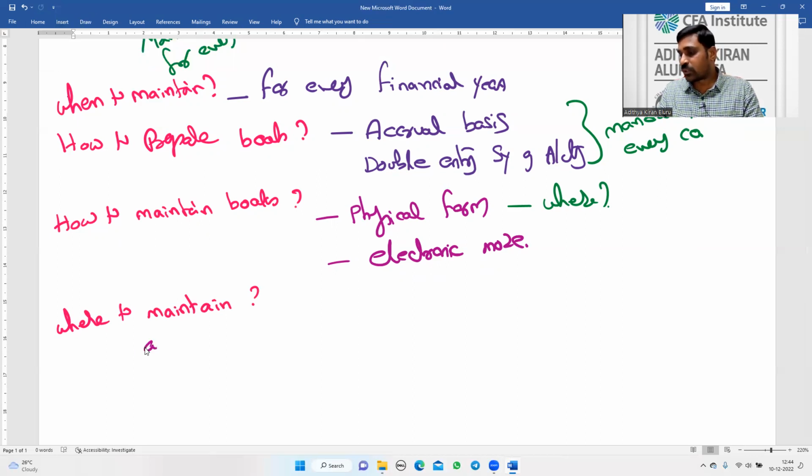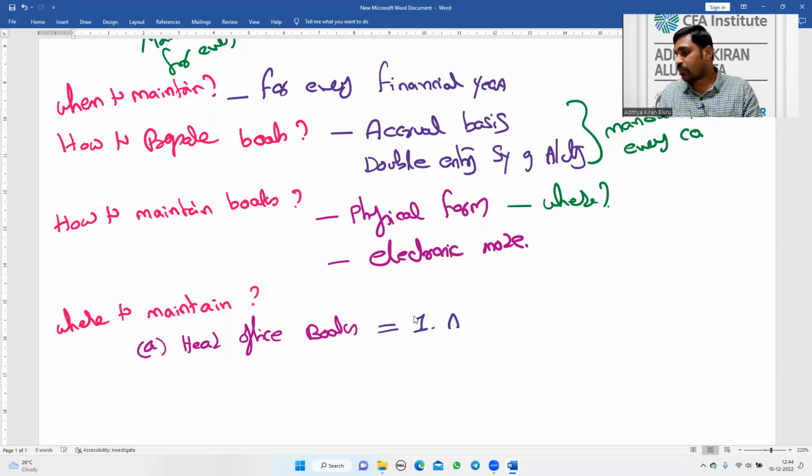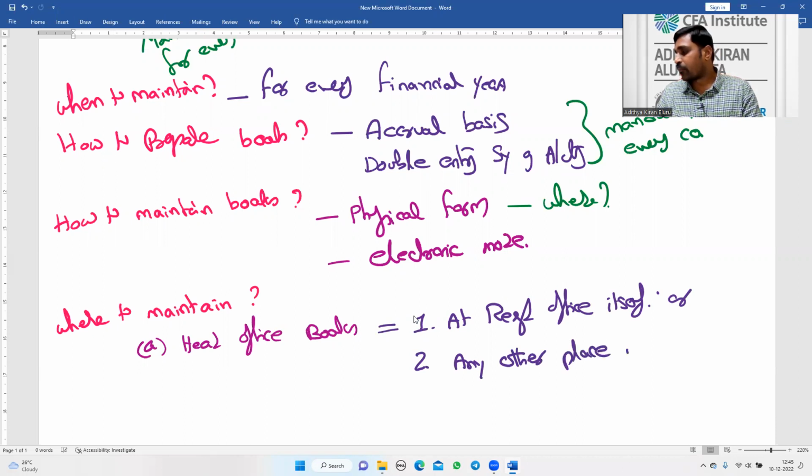First, head office books. Where can I maintain the head office books? At the registered office itself, or second point, any other place in India, as the board may decide.